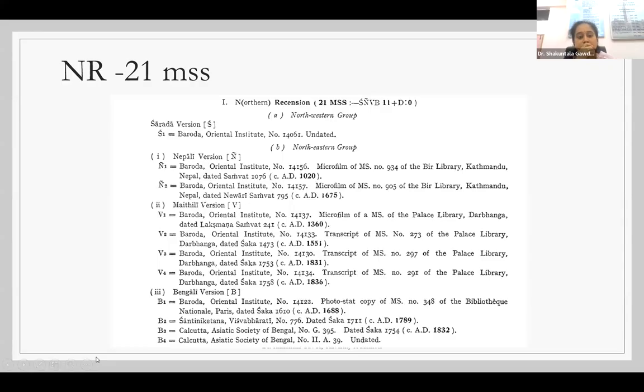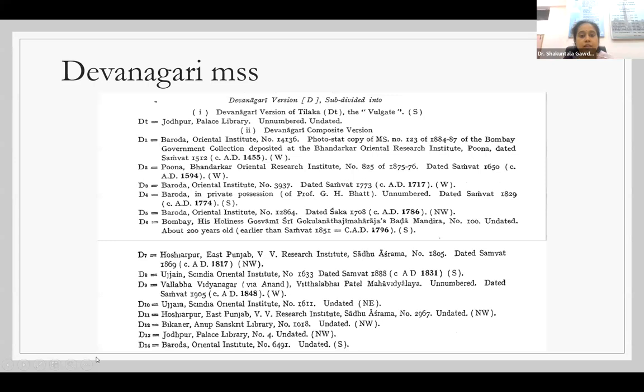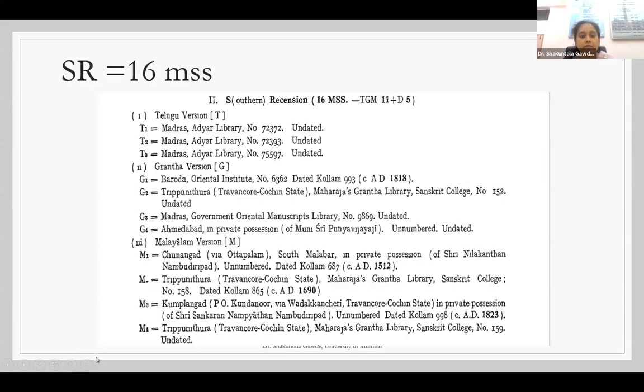See, the northwestern group, then the northeastern group. Then they have divided according to the script: Sharada version, Nepali version, Maithili version, Bengali version. Then there is a particular coding also, like S1, N1, N2. As per the script, they have done this. Then the Devanagari version is also there. Then in southern recensions also, we can find the Telugu version, then the Malayalam version.